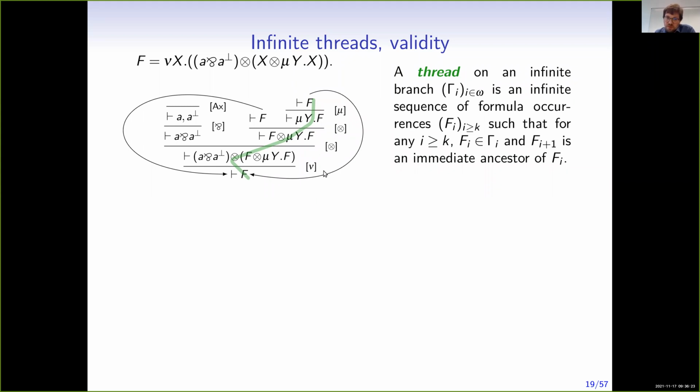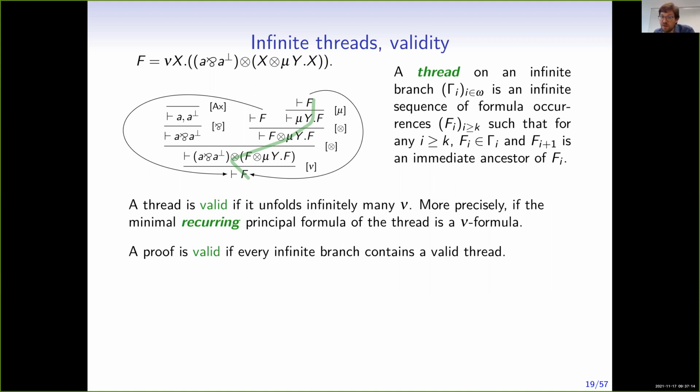And I want to say that a proof will be valid if some condition holds for infinite branches of this proof. And I will say that a thread on an infinite branch is an infinite sequence of formula occurrences, Fi, starting from some integer k, so not necessarily from 0, such that every Fi is an element of gamma i. As a formula occurrence, that means it's some position in gamma i. And Fi plus 1 is the immediate ancestor of Fi for the relation we saw in the proof system. So this is what a thread is.